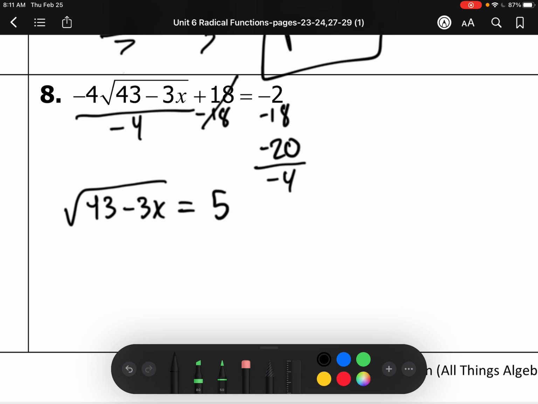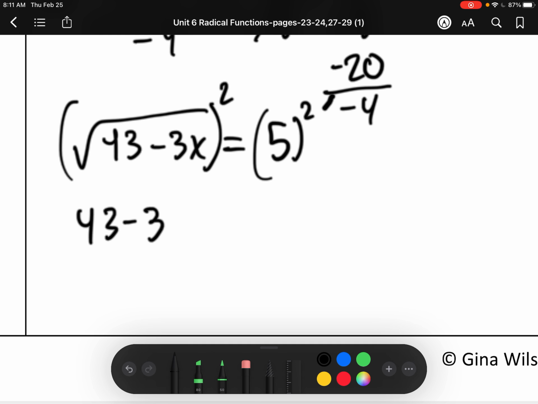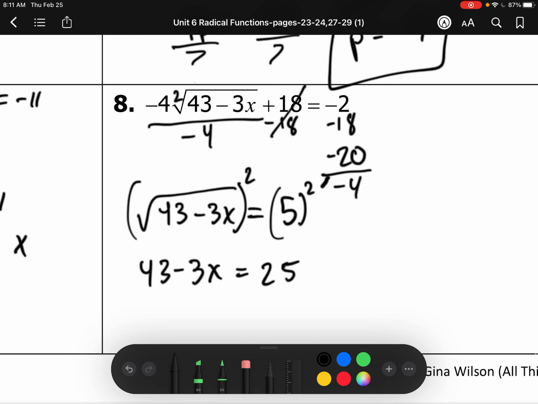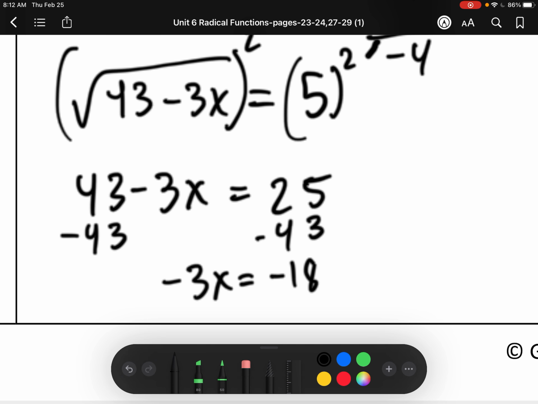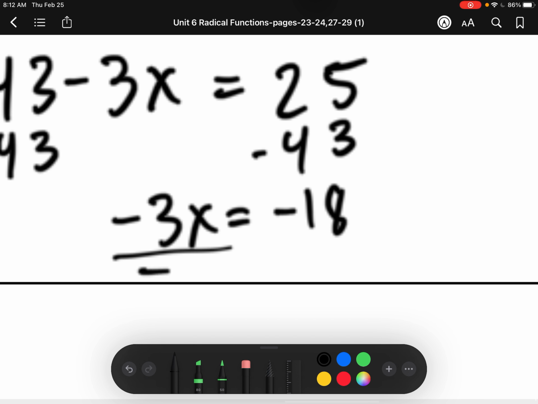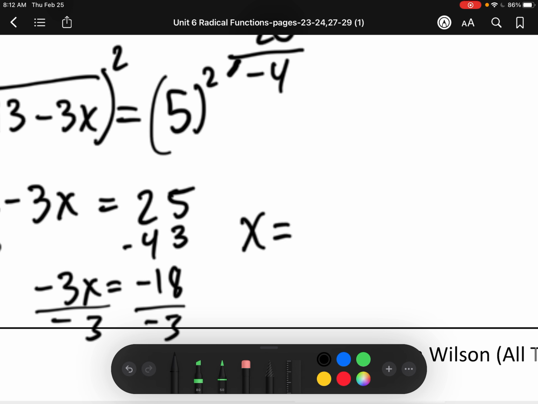So next, we're going to raise it to the exponent that matches the index. Our index is 2. So I'm going to raise both sides to the second power. And I get 43 minus 3x is equal to 5 squared, which is 25, right? And then you're going to solve the remaining equation. So you're going to subtract 43 from both sides. You get negative 3x is equal to 25 minus 43, which is negative 18. Then you're going to divide both sides by negative 3. And you get x is equal to negative 18 divided by negative 3, which is positive 6.